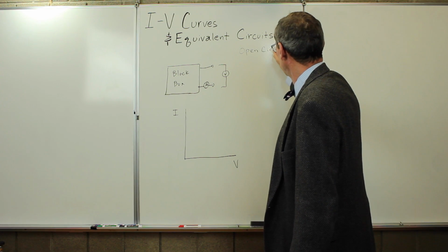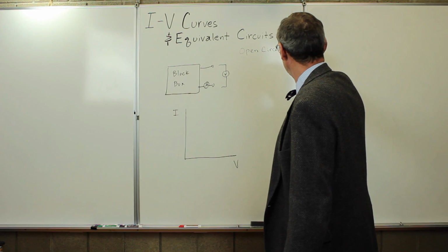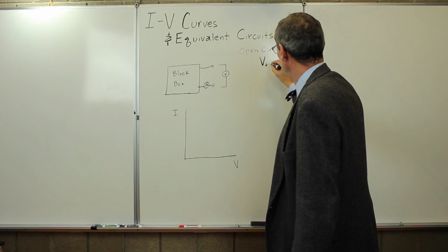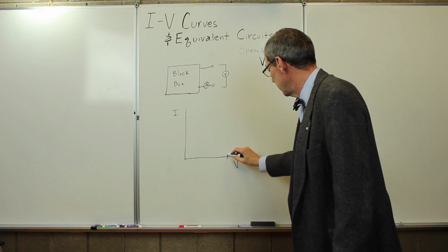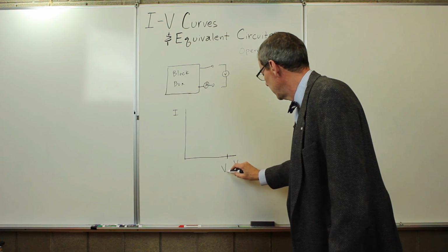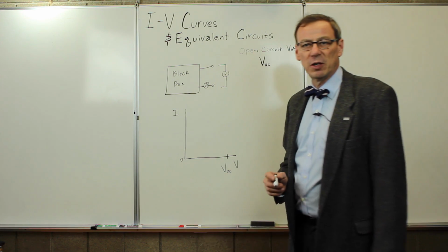And then there's some voltage across these leads that the box puts out, so there's some open circuit voltage. Let's call it VOC. And there's no current flowing. So that is some point down here on this curve. We have VOC and no current flowing. So we have 0 current flowing.